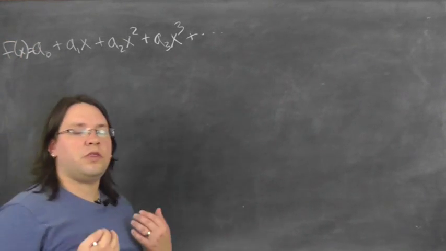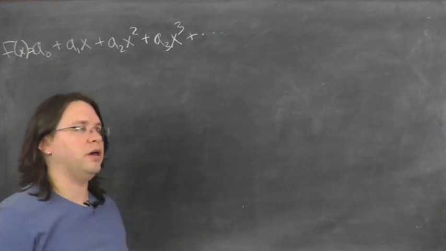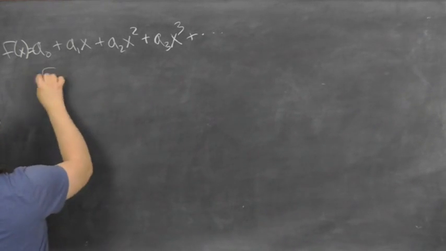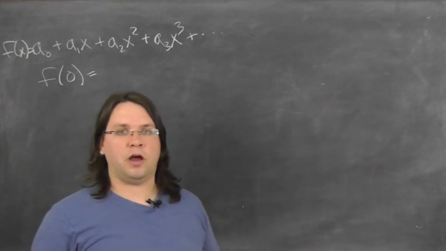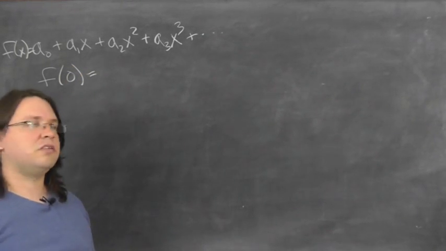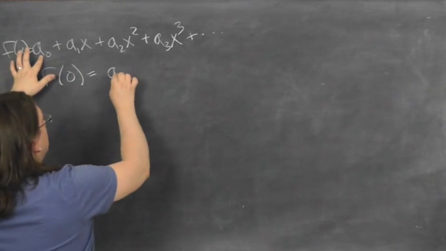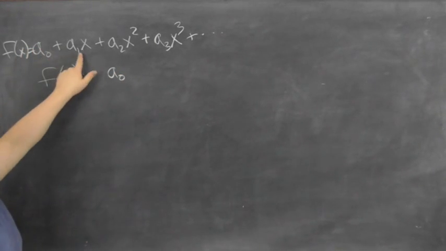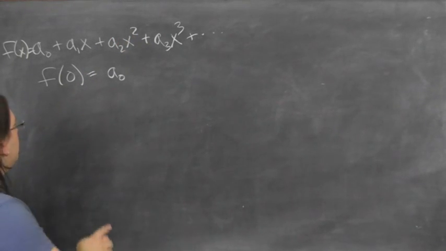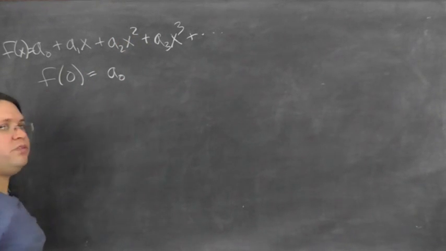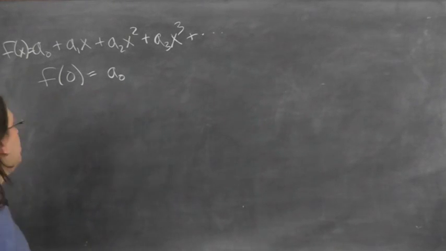And what I want to do is think about what happens when I plug in 0, and what happens when I take derivatives and plug in 0. So first of all, f of 0 is an easy thing to figure out, because every time there's an x, that'll just become 0. So I've got a0 here, plus 0 plus 0 plus 0, and I'm adding on infinitely many zeros, so we're done. f of 0 is just a0, the very first term in my series.